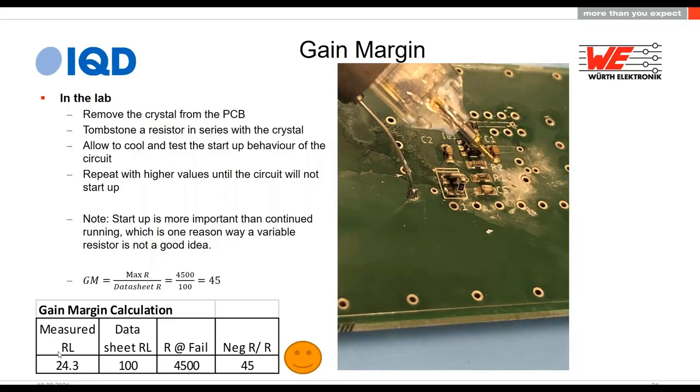I've got a measured RL value earlier on that we had for this crystal, which was 43 ohms, but that's not the RL value that I'm going to use. I'm going to use the maximum resistance value from the data sheet, which for this crystal is actually 100 ohms. So I'm going to take 4,500, divide it by 100, and I've got a negative resistance ratio of 45, which is well over the 5 that I was looking for. So I'm really happy about that.